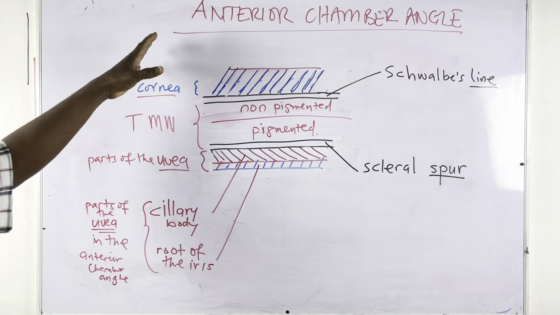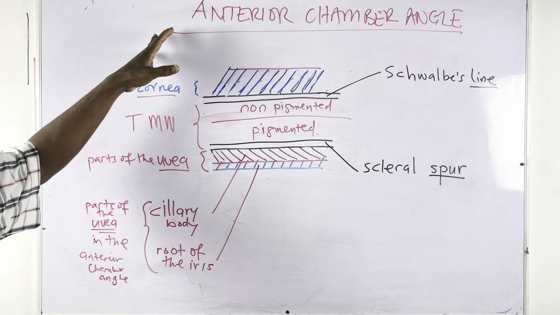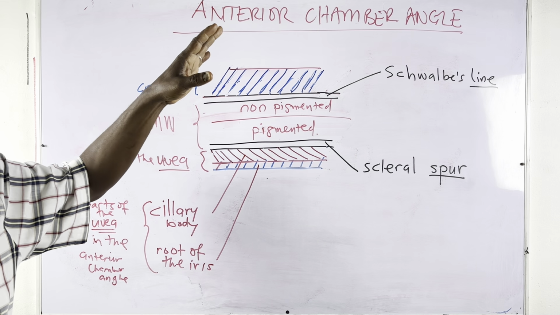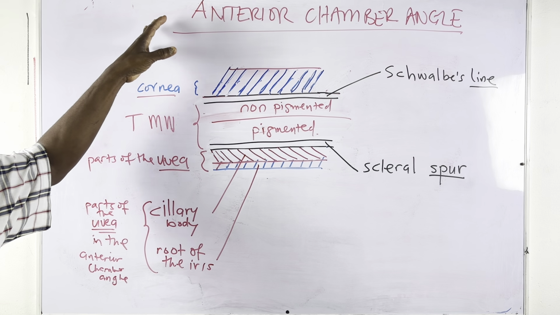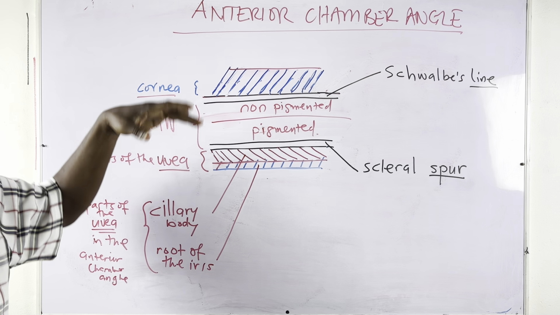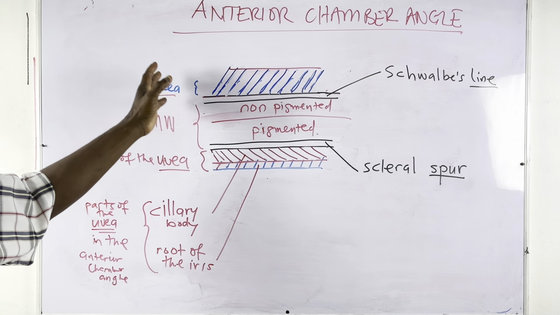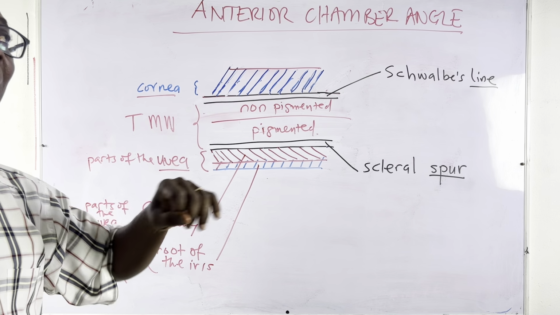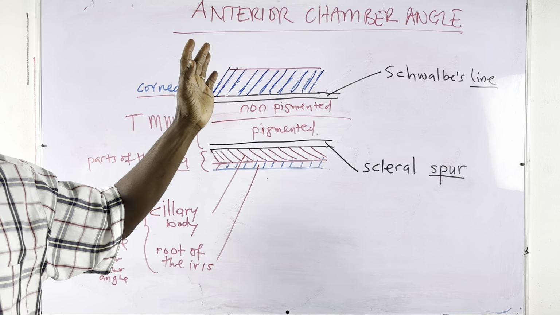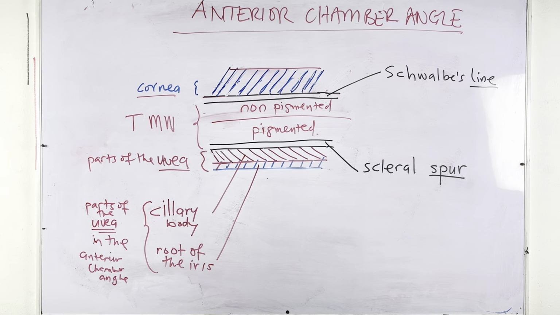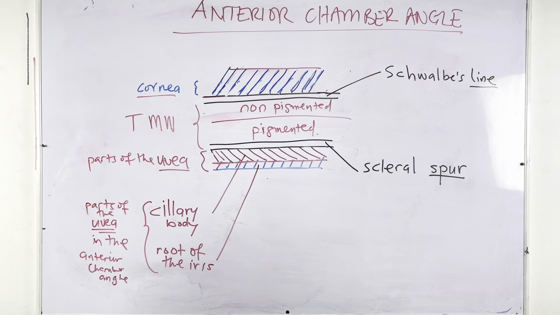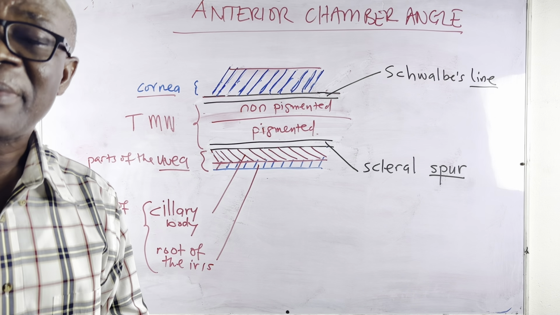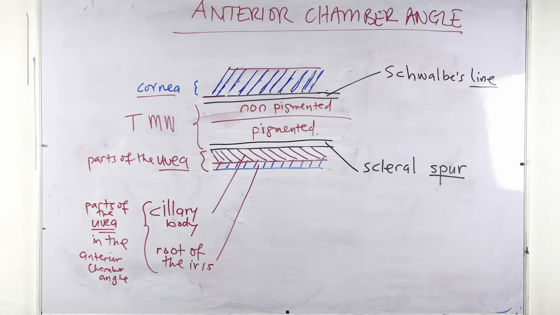This angle is very important when it comes to the diagnosis of glaucoma. Gonioscopy is one of the means by which we are able to classify glaucoma, either open angle or angle closure. And so it's a very important structure that we must be familiar with. To make it very simple and always remember, think 3.